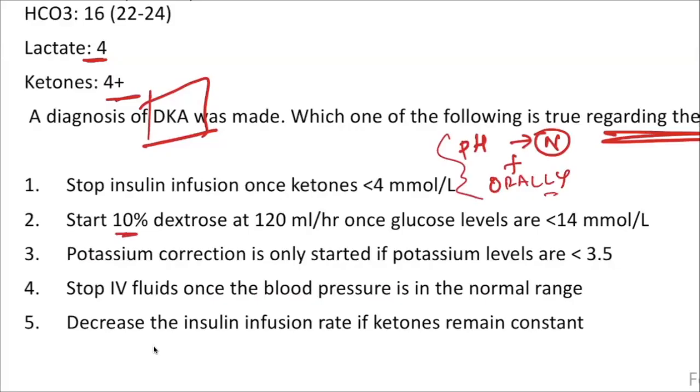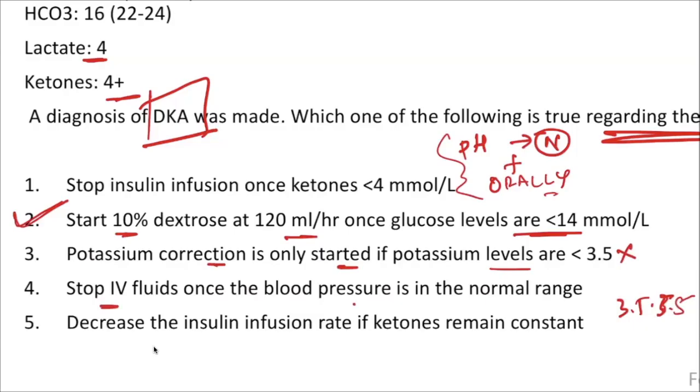Start 10% dextrose at 120 ml per hour once the glucose level falls to less than 14 millimoles per liter. It's a true statement. Potassium correction is only started if the potassium level is less than 3.5. Again, false statement. We start correcting it even if it is in the normal range of 3.5 to 5.5, we still correct it. We give potassium supplements.